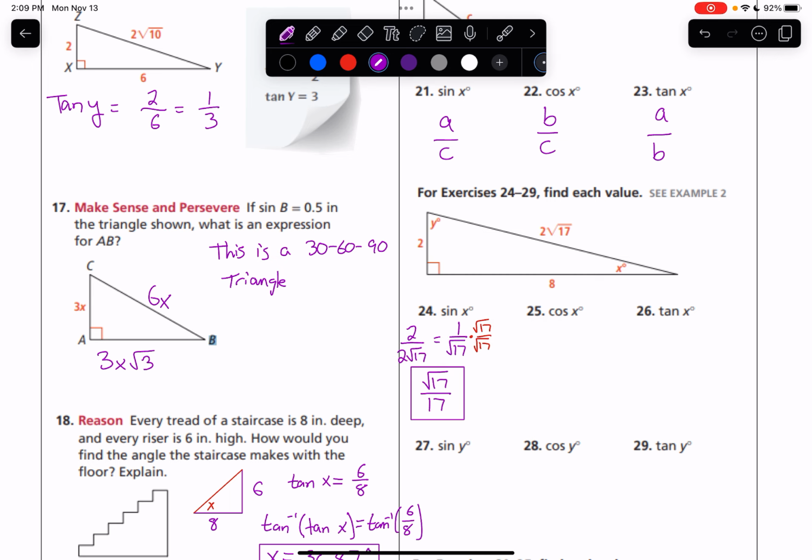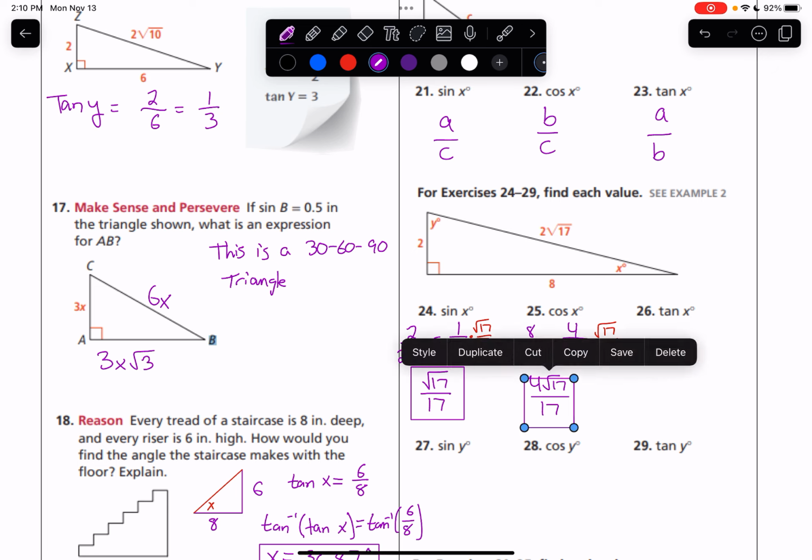Number 25, the cosine of x. So the cosine of x, if we're standing on x, we'll do adjacent over hypotenuse, 8 over 2 root 17, which of course gives us 4 over the square root of 17. Once again, we have to rationalize the denominator by multiplying by root 17 over itself, and that is going to give us 4 root 17 over 17, similar to the last one.